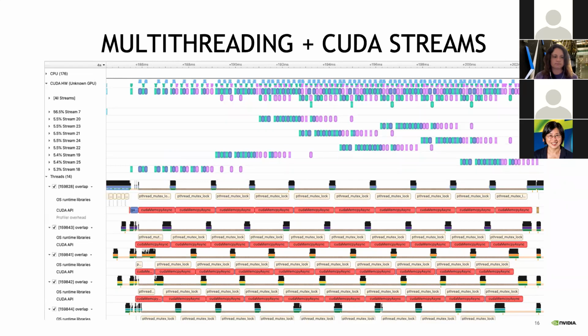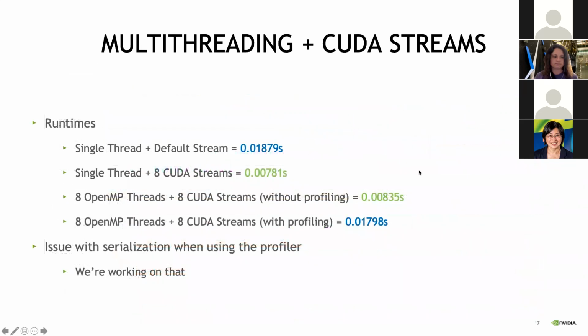If I actually turn the profiler off, this is the solution to today's lab exercise. With the profiler off, my runtime looks something like this. Single thread, default stream, so just 1 single CPU thread, 1 kernel: my runtime is 0.018 seconds. Single thread plus 8 CUDA streams, that first profiling example that I showed, we see about a 2x speed up over just using a single thread and the default stream submitting 1 big kernel for this particular example application.